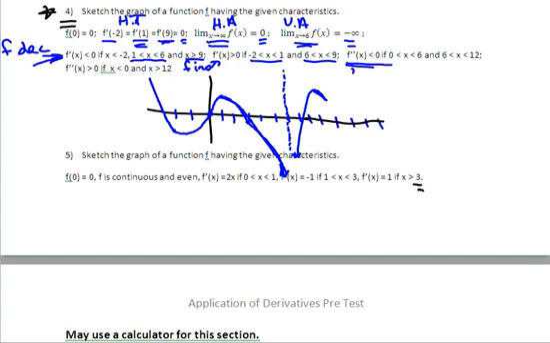And it says that since f double prime is less than 0, f should be concave down. So it should be wearing a frown for all values from 0 to 6. So 0 to 6, it is actually concave down. From 6 to 12 is going to be concave down as well. So 6 to 12 is concave down.